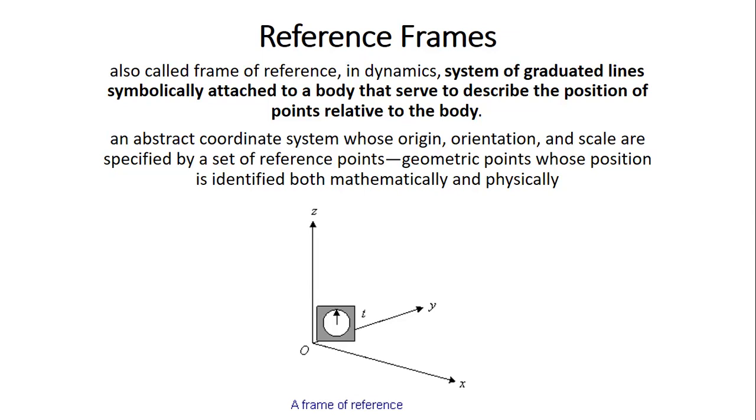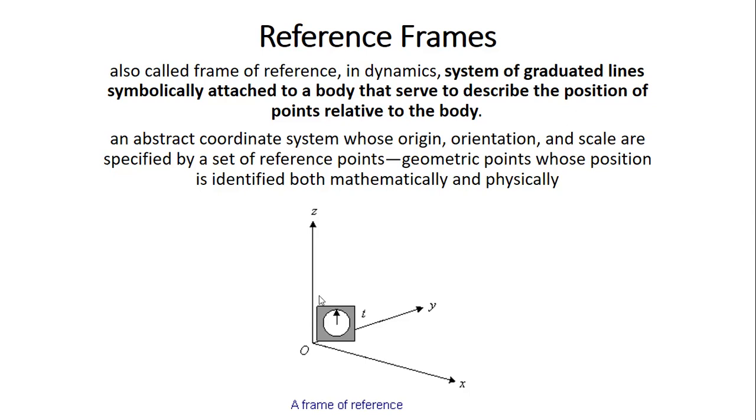Now, those graduated lines are just symbols. They symbolically show or describe the position of points relative to that body. It's also an abstract coordinate system whose origin, orientation, and scale are specified by a set of reference points, or geometric points whose position is identified both mathematically and physically.